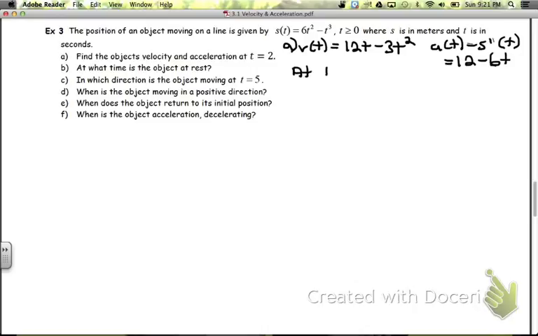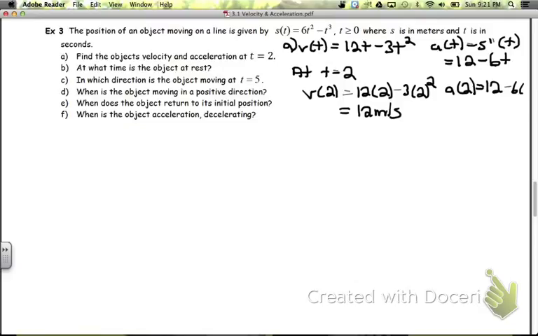And if we want to look at that when t is equal to 2, by subbing in 2 here, we would get that our velocity is equal to 12 meters per second. And talking about our acceleration at 2 seconds, we have 12 minus 6 times 2, which would give us 0. So therefore, we have a constant rate of 12 meters per second at 2 seconds here.